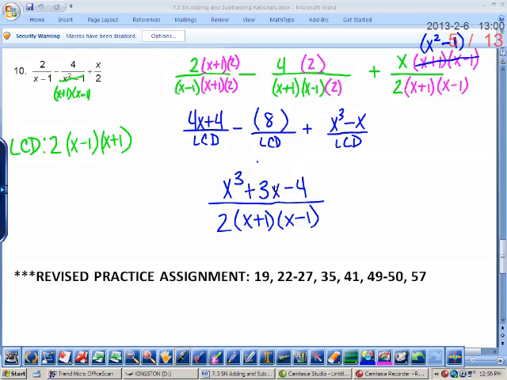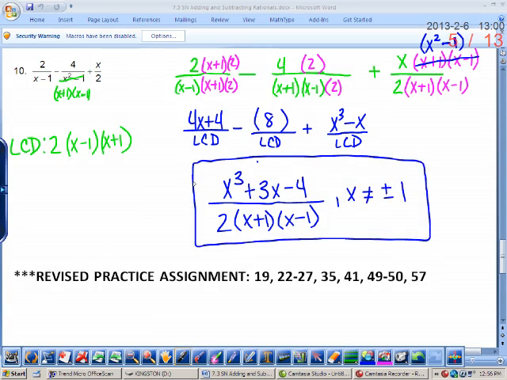Now, I have a cubed and then a first degree, so that's not going to factor. But if that was a square, you would want to stop and factor that, okay? X cannot equal plus or minus 1. In the denominator, do you have x squared minus 1? You can always multiply out your denominator if you really want to, but I don't think you should ever make more work than you have to do, okay?